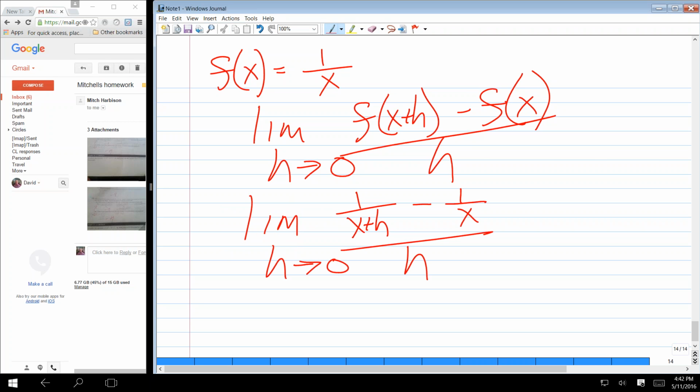Now, notice this is a little different. It's not so easy to cancel everything, or at least it isn't on first sight. But we know how to subtract those two fractions. How do we subtract those two fractions? Find a common denominator. What is it? It would be x times x plus h.